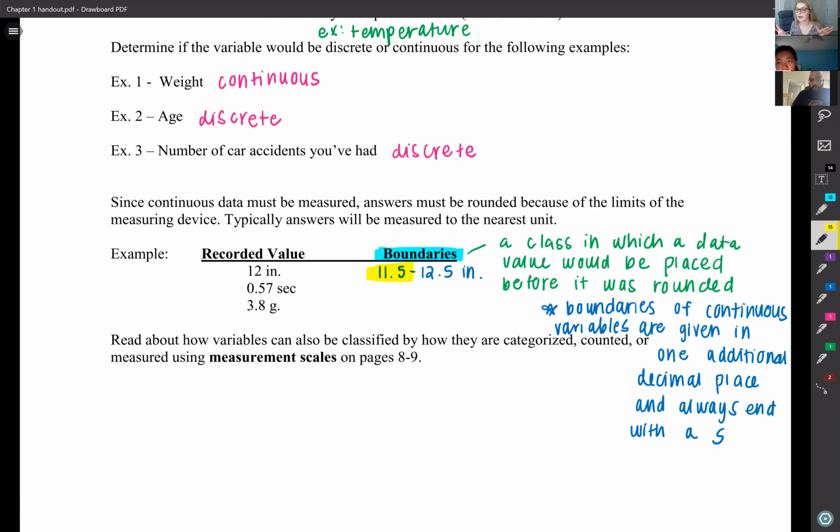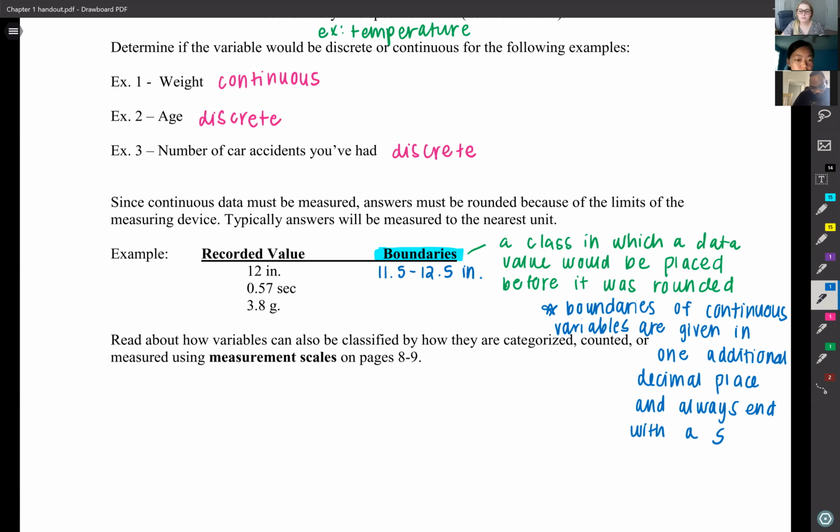And it'll always end in a 5, always, not multiples, just the last digit will always be a 5. And I'll show you that on the next one. So with the next one, it's 0.57 seconds.